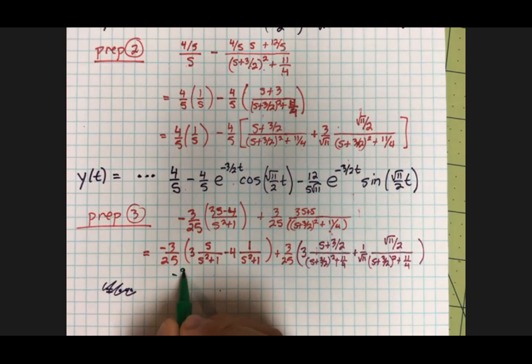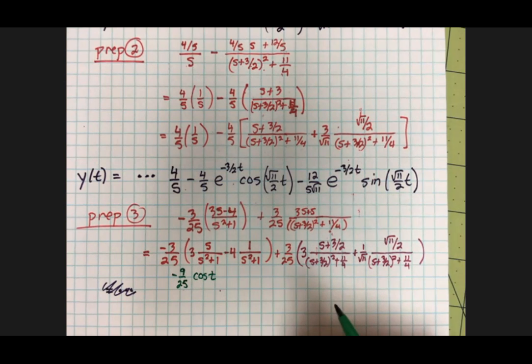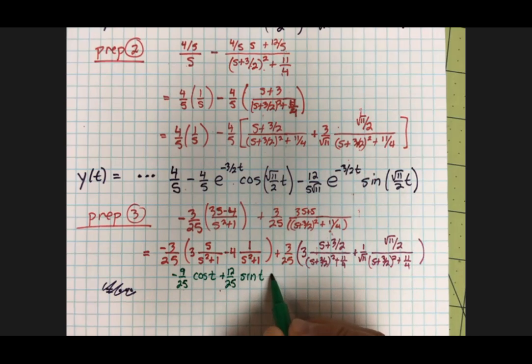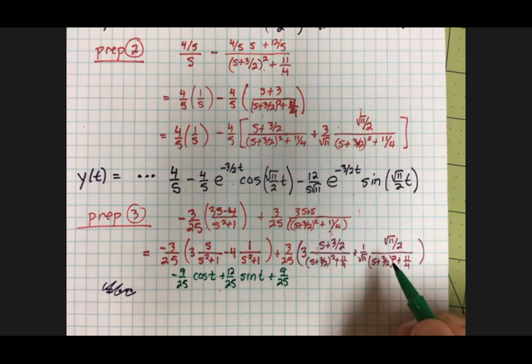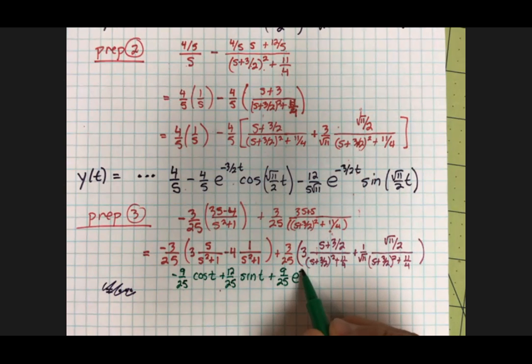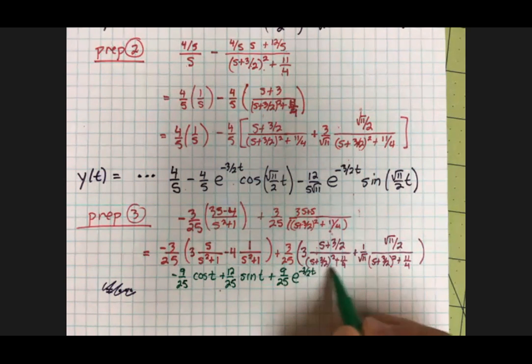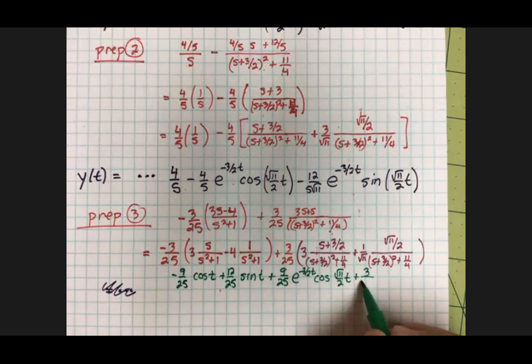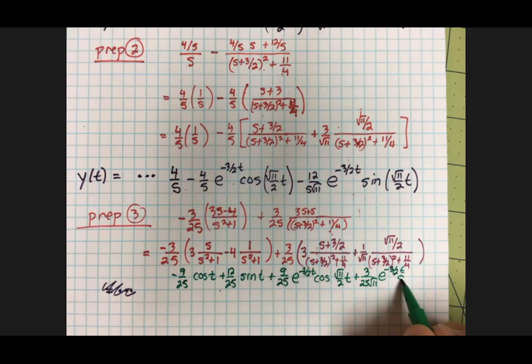So I'm going to say minus 9 over 25, and this is a raw cosine wave. No problem. This is plus 12 over 25. This is just a raw sine wave, frequency 1. Now here, I got plus 9 over 25. This is an exponential of minus 3/2 t times a cosine wave, but this frequency is root 11 over 2. And this is plus 3 over 25 root 11, exponential minus 3/2 t, sine wave with a frequency of root 11 over 2.